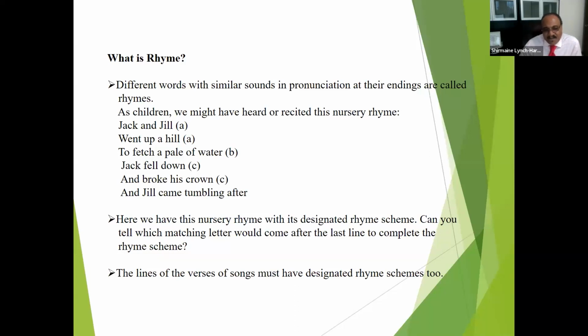But in English, we are always basing our liking for a song, our attraction to a song, on the rhythm and the rhyme. Rhythm and rhyme. All right? Rhythm and rhyme.